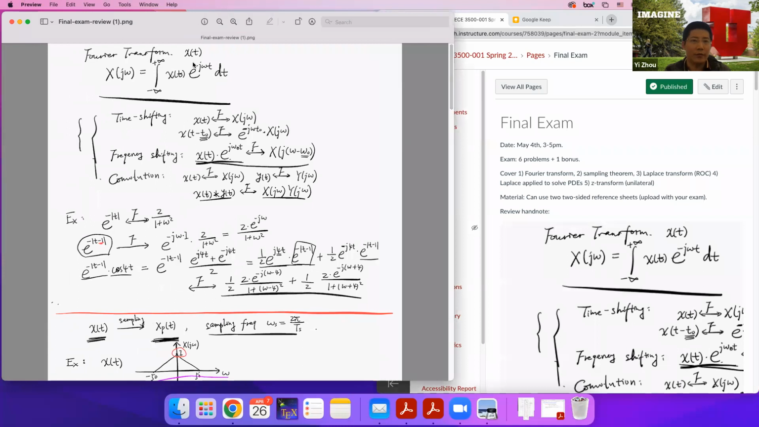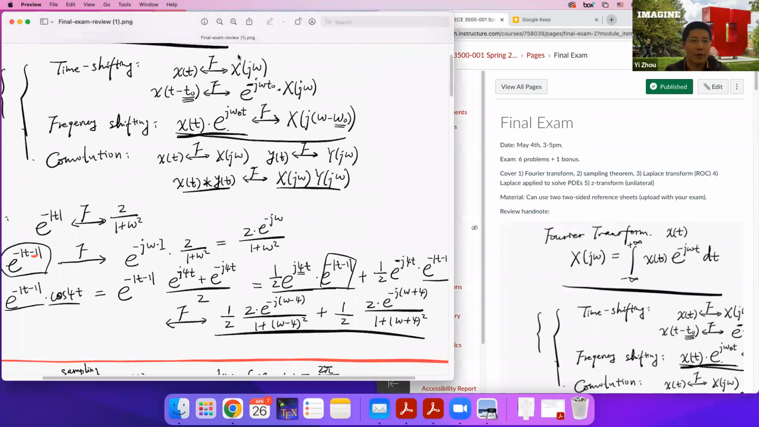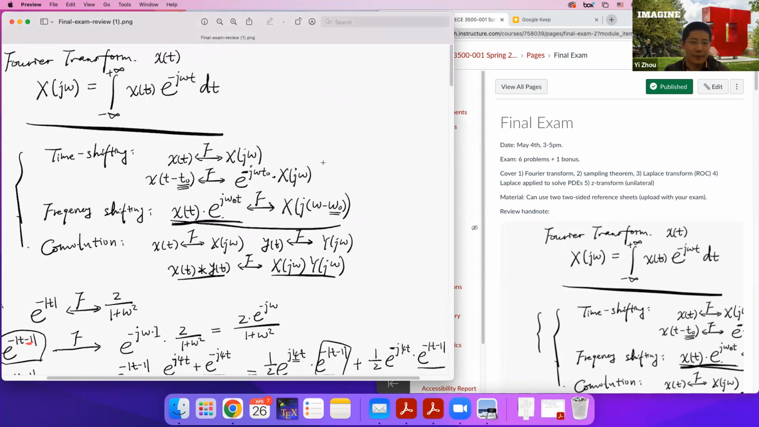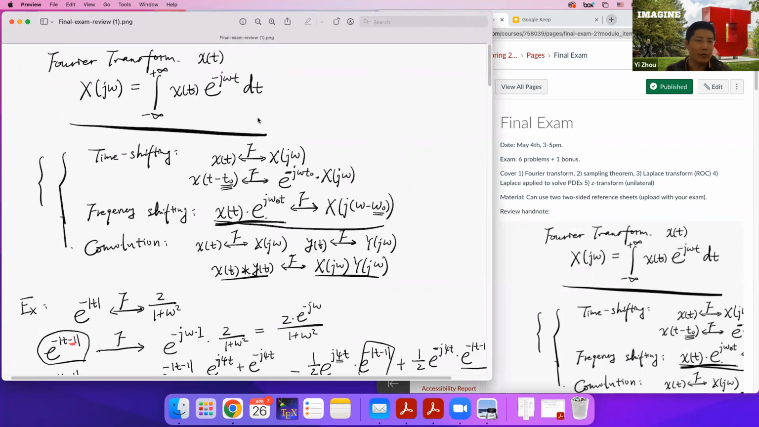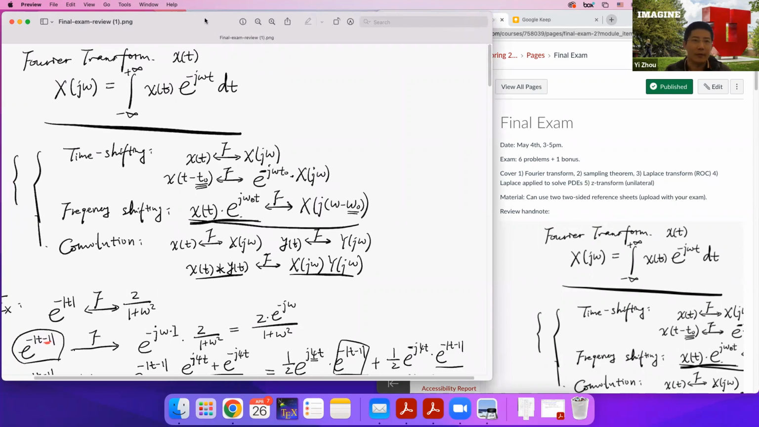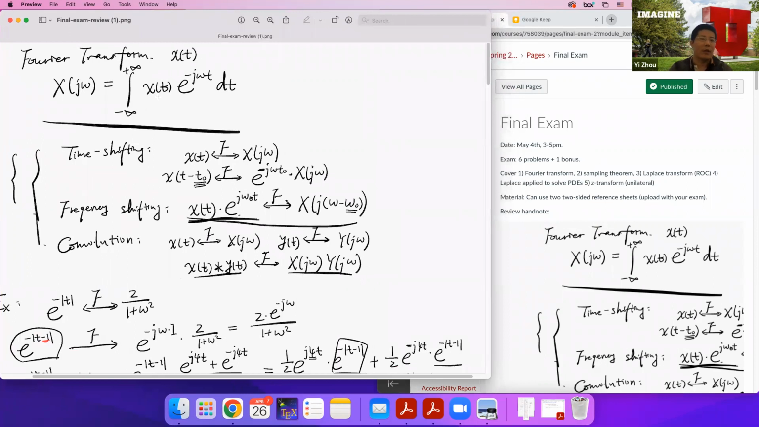So this final review covers everything that we need for the final exam, starting from Fourier transform, sampling theorem, and then Laplace and Z transform. So for the Fourier transform, let's go over. Yeah, so this is the definition of the continuous time Fourier transform.